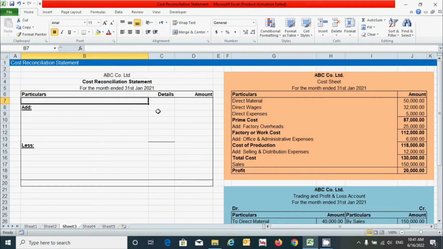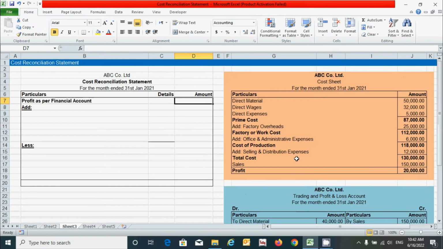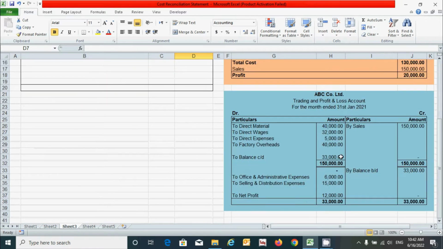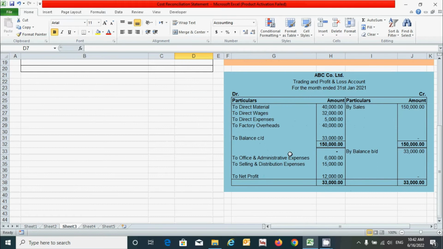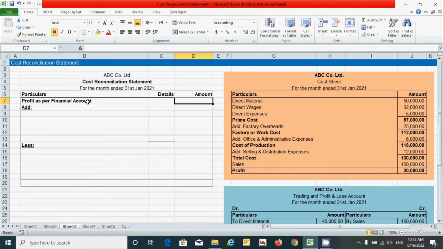Alright, by writing the statement like profit as per financial account. Why? Because this value is greater than 0, and it is showing under the profit and loss statement. So I have written this statement. If this value were shown in negative form, then we would use loss as per financial account. So under this condition, we have a net profit, so we have written this statement.